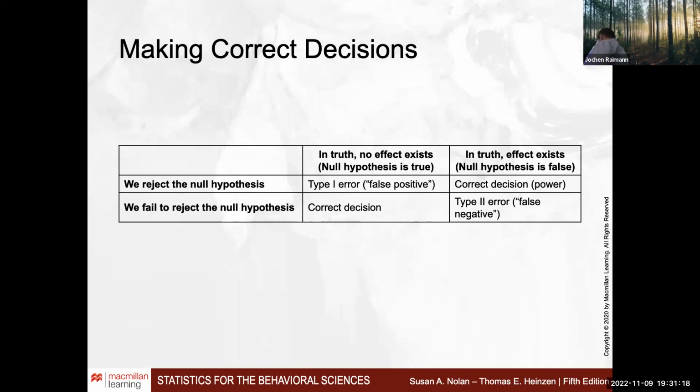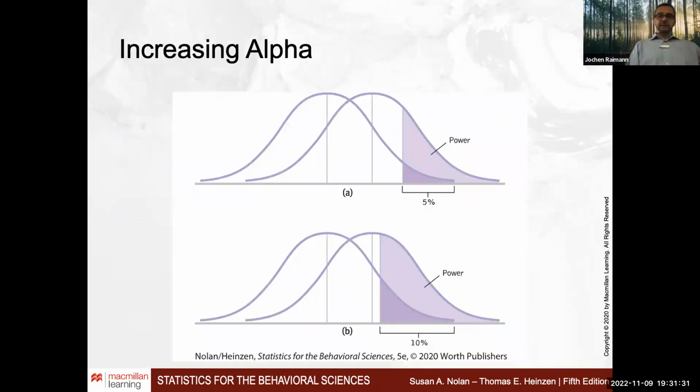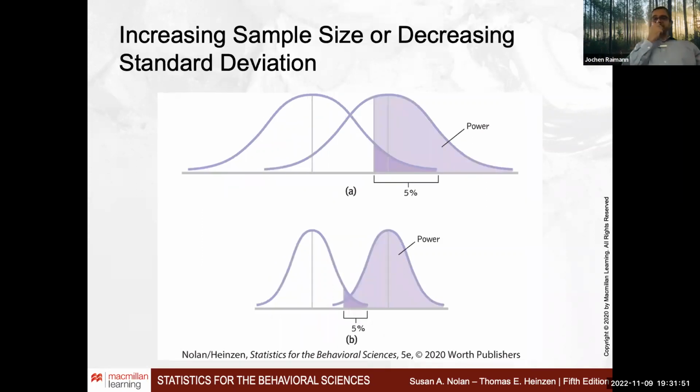And this is affected by various aspects. So the type 2 error should not exceed 10%. So the power logically should then be 90%. The factors that affect the statistical power: here is an increase in the alpha, which is debatable. Secondly, you can make a two-tailed test a one-tailed test, also debatable. Gets you 5% in one tail. Third strategy is increase of the sample size, or a decrease in the standard deviation.